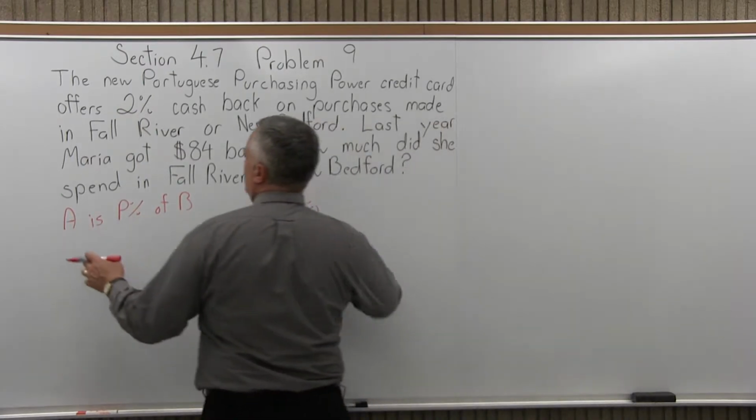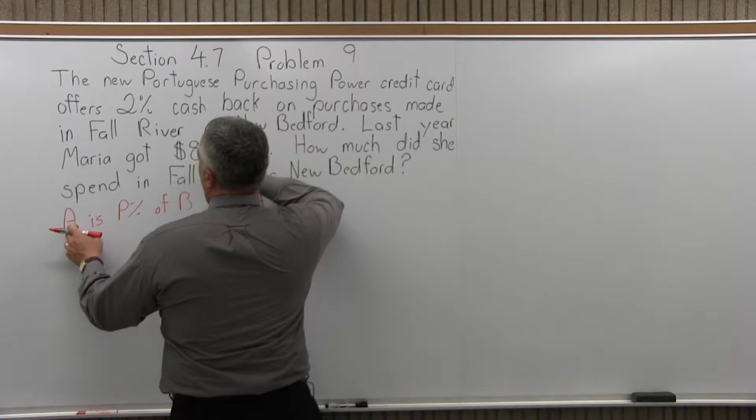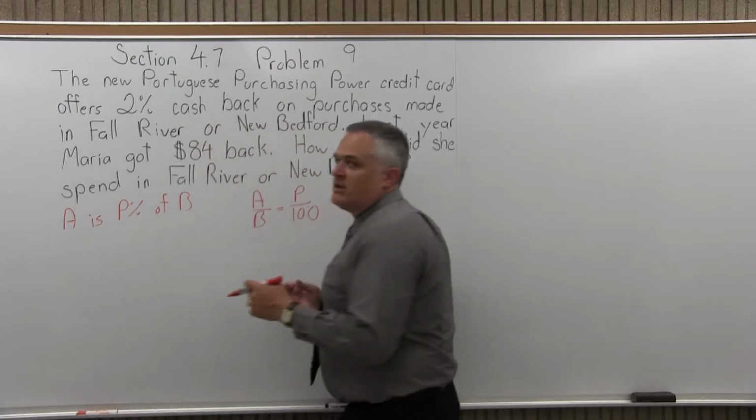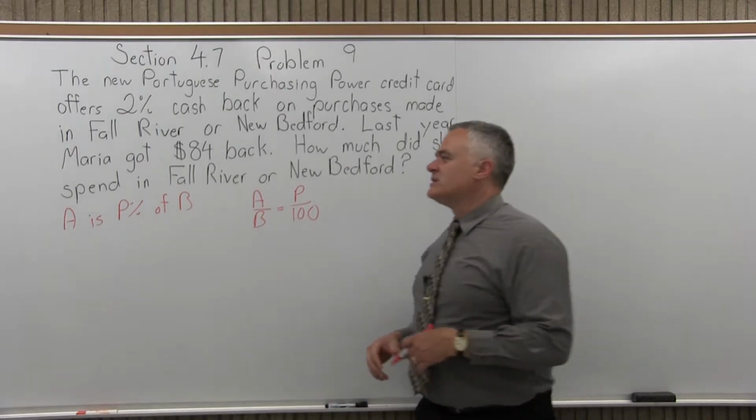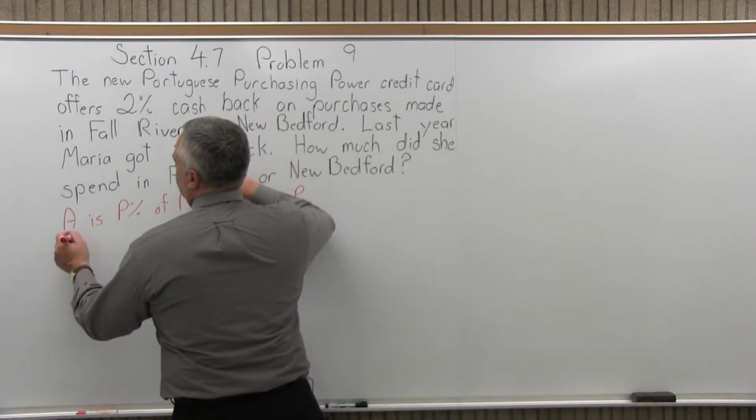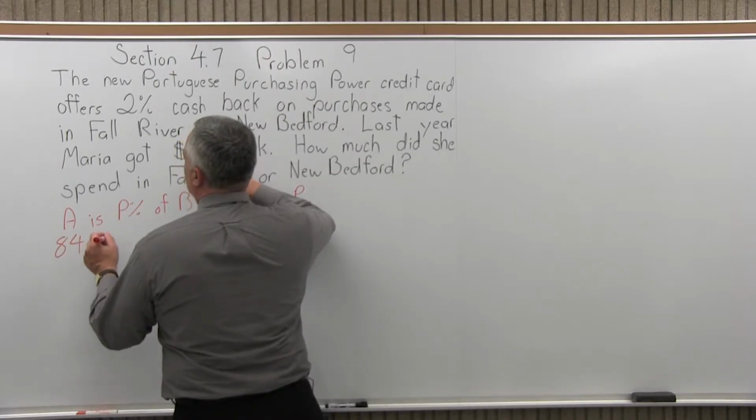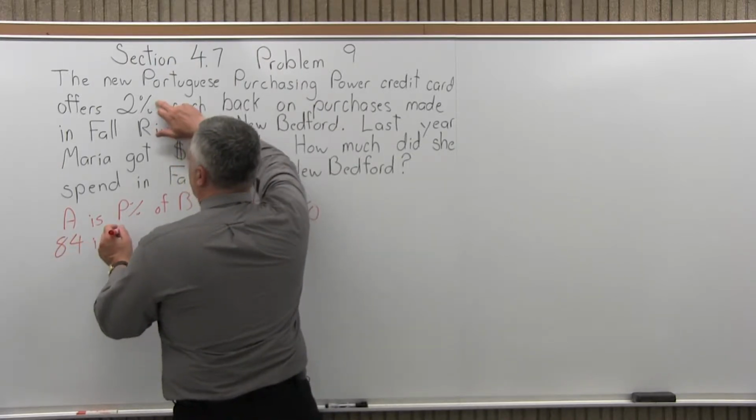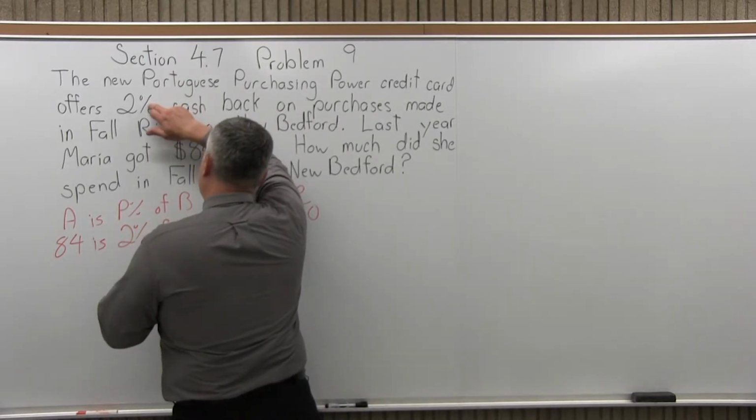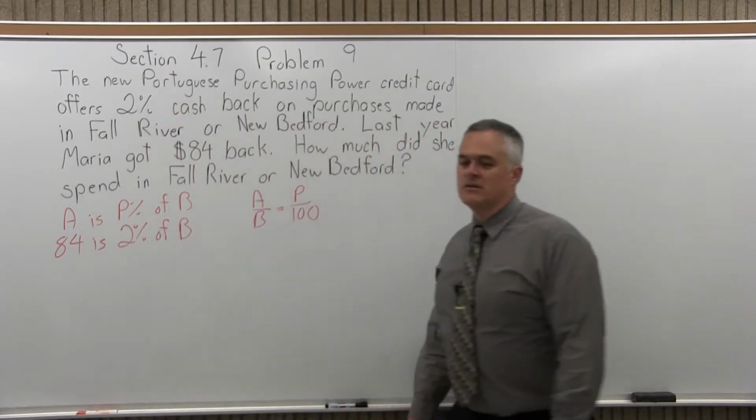How do we arrange this? 84 is either really the A or the B. We want to know 84 is 2% of what number overall? Like, did she spend $3,000, $4,000, $5,000 approximately overall? So the 84 is the A, is P%, so P is 2%, of B. B is the unknown, so I just leave it as a B.